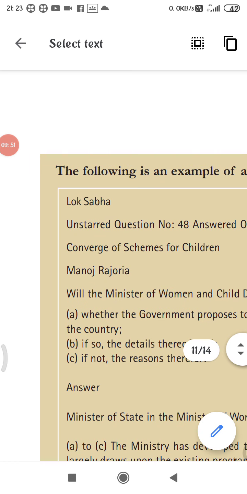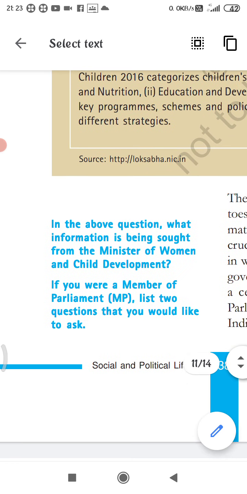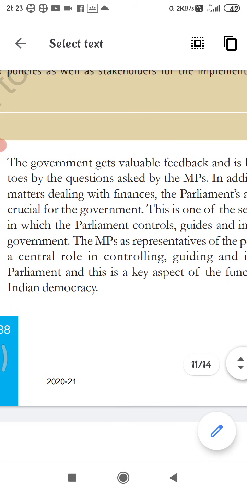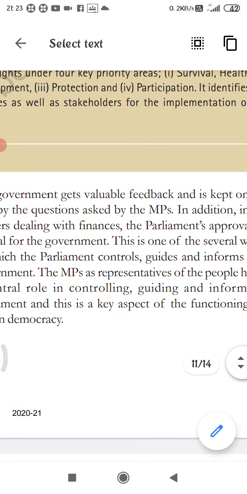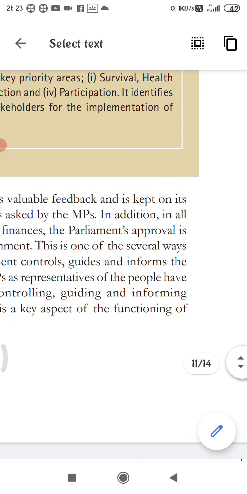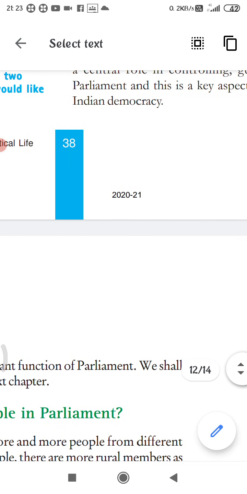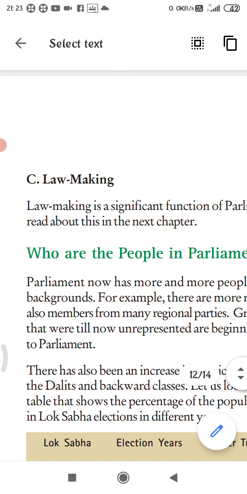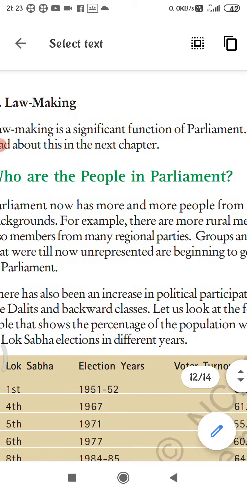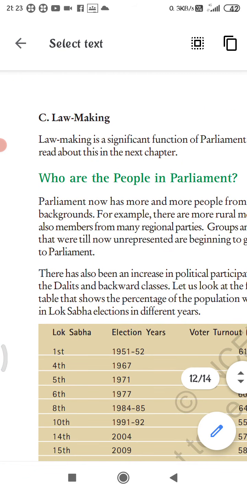Next, MP, Member of Parliament. Please don't forget it. Some of the students, after telling so many times, even they write the wrong answer here. So MP, Member of Parliament. I think this is clear to all of you. So who are the people in the Parliament? We discuss the people in the Parliament.